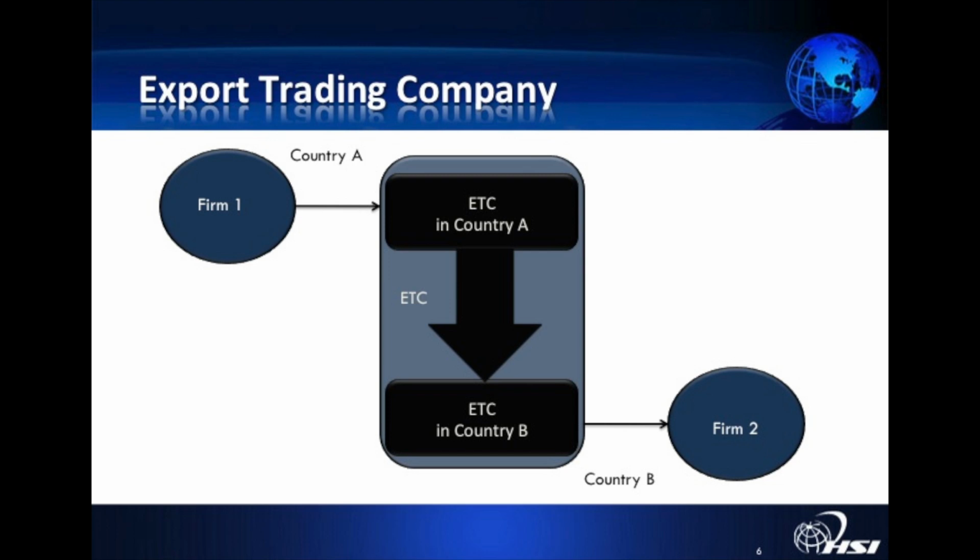Now, if you look here at the slide, Firm 1 in country A is selling their product domestically, like a local transaction, to an ETC in that country. The big black arrow reflects that same ETC company transferring to its sister company in country B, and they then sell to Firm 2, another domestic transaction. For Firm 1 and Firm 2, this is really easy business because it's like doing business domestically. But if you're the manufacturer here or this exporter and you have long-term ambitions, export trading companies may not be your best method because you're not going to have any information about that foreign market.